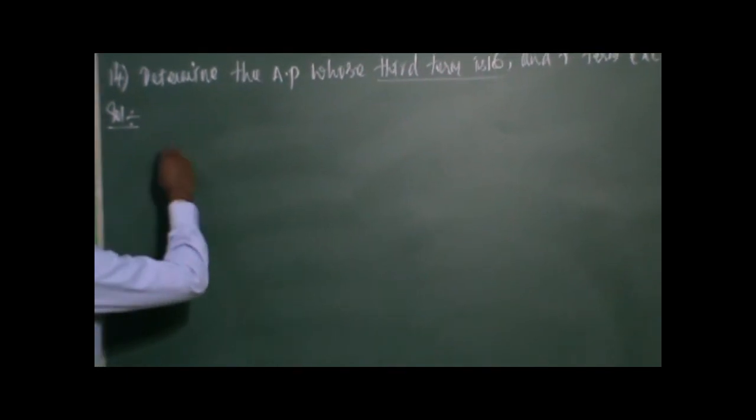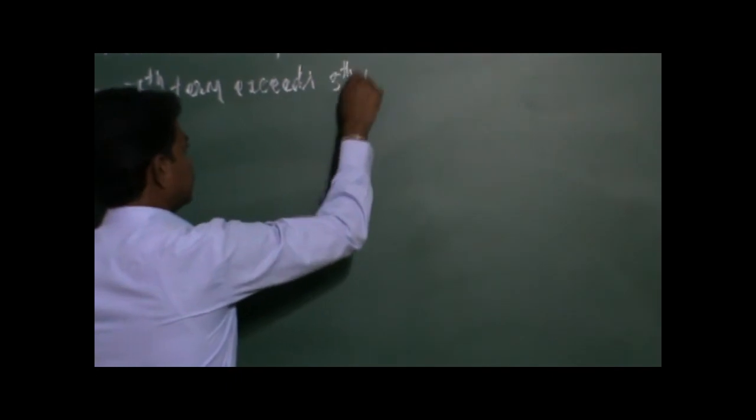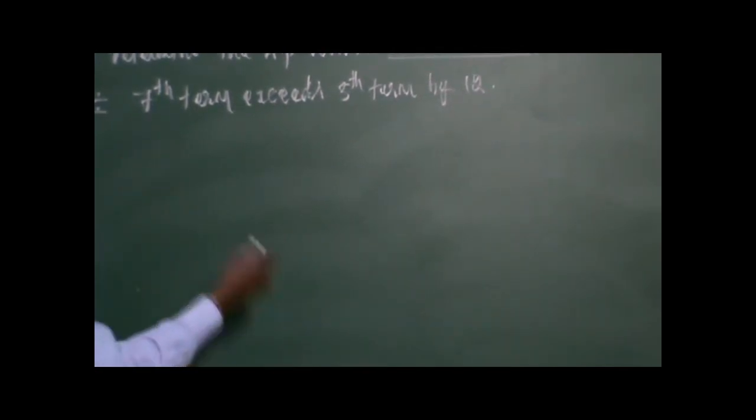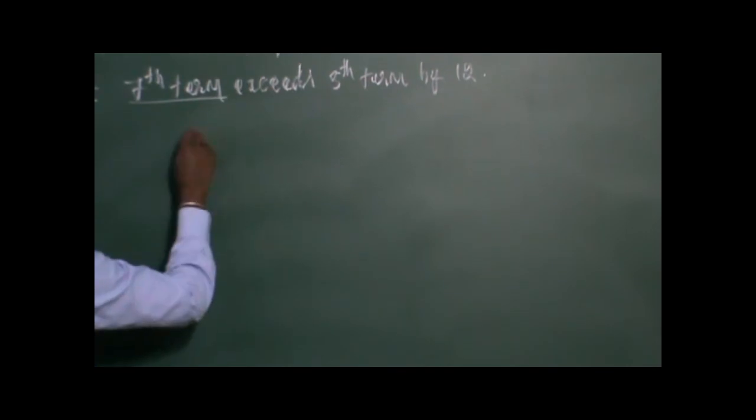So write the given condition. 7th term exceeds 5th term by 12. So this is the condition. We will convert this into a mathematical statement in AP. So the 7th term is A7, exceeds, write the equal sign.